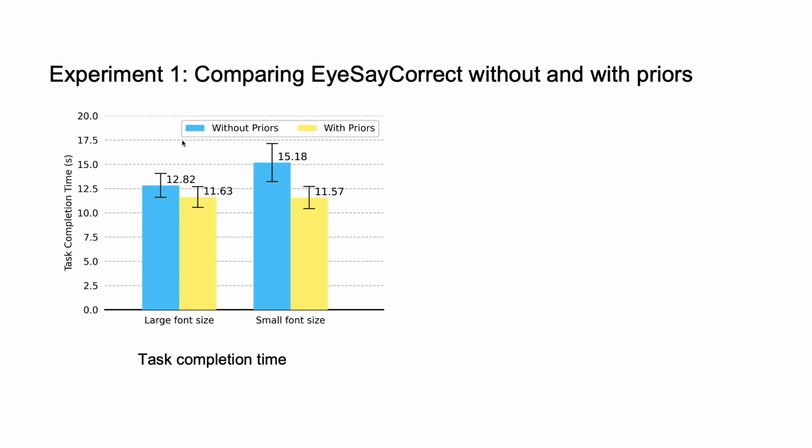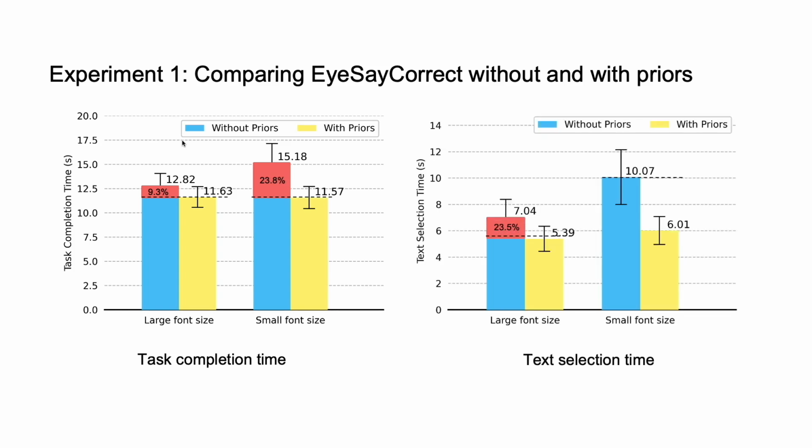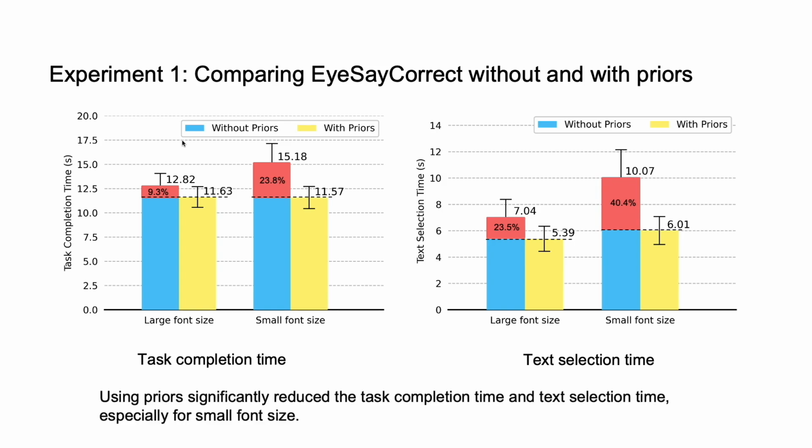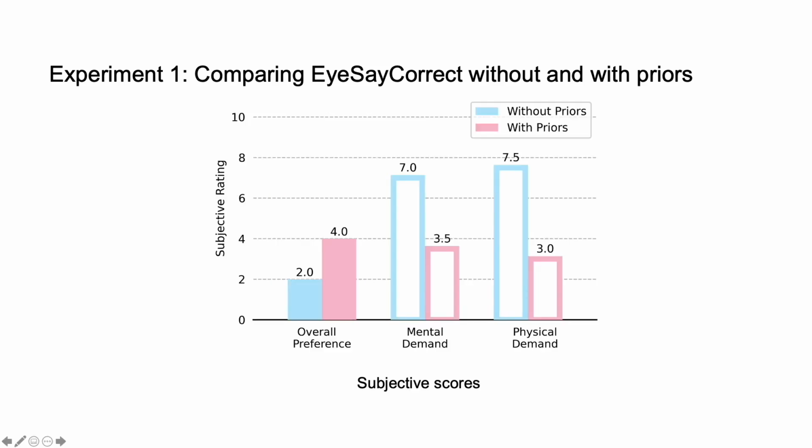For task completion time, user priors reduced 9.3% for large font size and 23.8% for small font size. For text selection time, user priors reduced 23.5% for large font size and 40.4% for small font size. User priors significantly reduced the task completion time and text selection time, especially for small font size. EyeSayCorrect with priors got favorable subjective ratings for mental demand, physical demand, and overall preference.